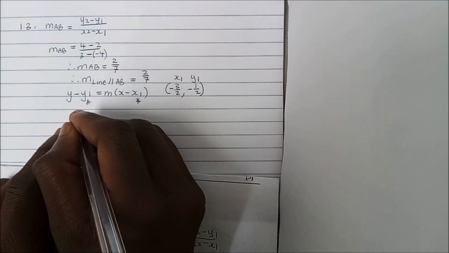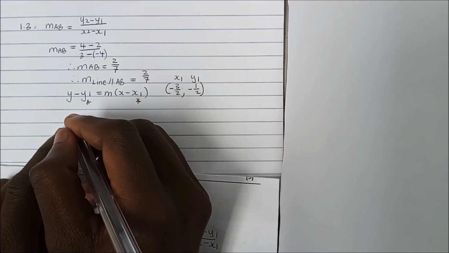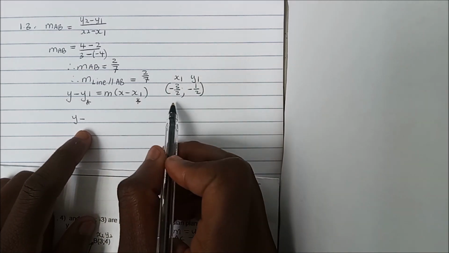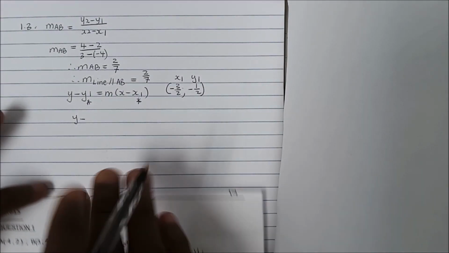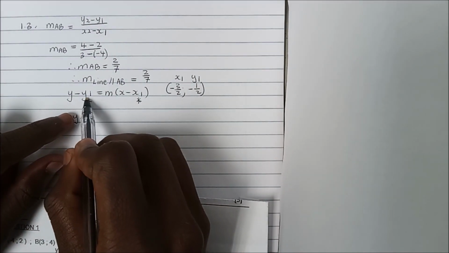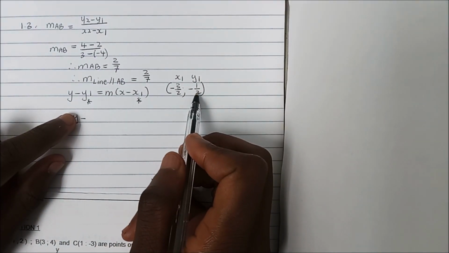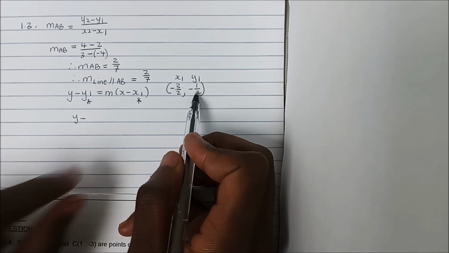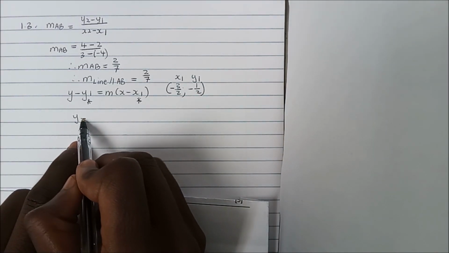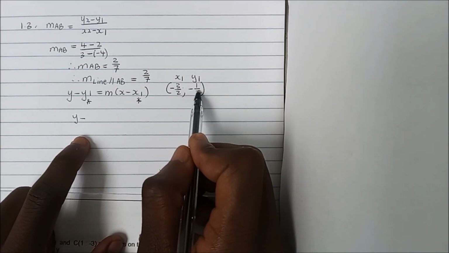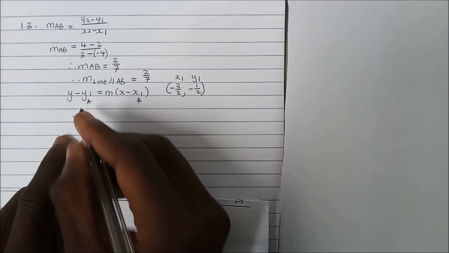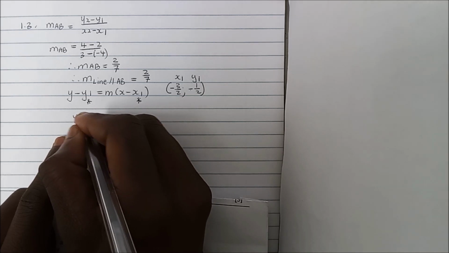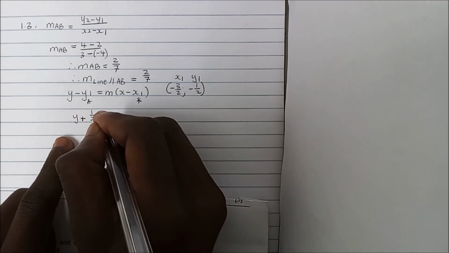So this is going to be y minus... so now what is our y1? Our y1 is going to be -1 over 2. So now I want to be fast. Since this is negative and that -1 over 2 is negative, this negative and that negative will make positive. So we will have plus 1 over 2 equal.